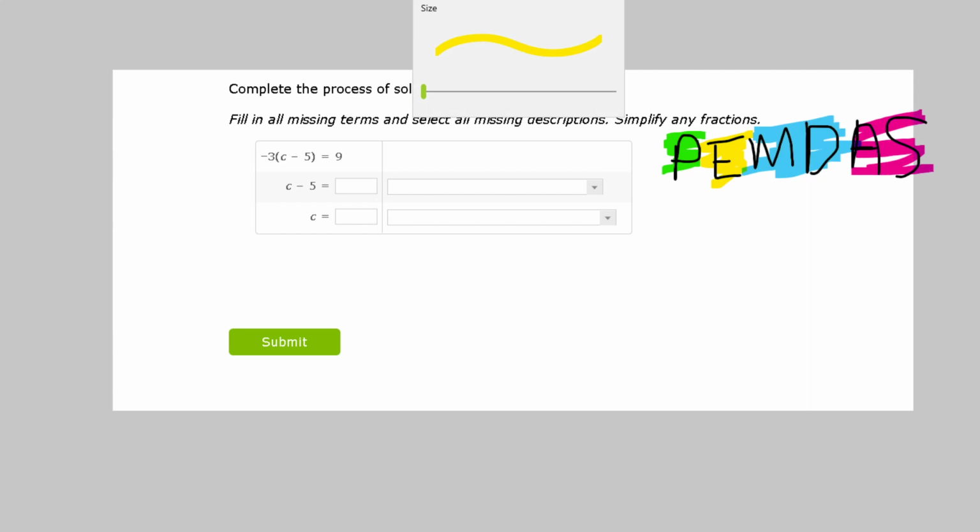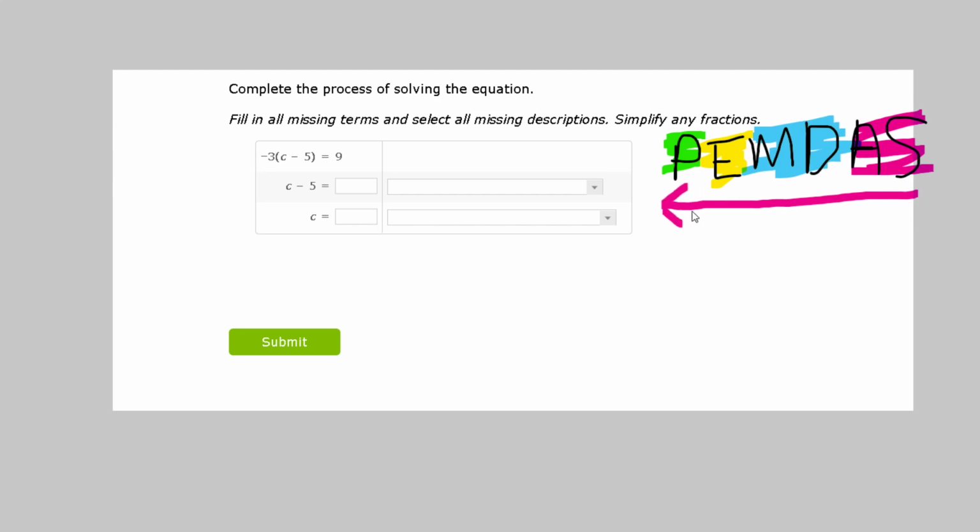So again, addition and subtraction we look for first. This is inside the parentheses, so this is actually being saved for last, right, because we're going in this direction. Multiplication and division. Well, this negative 3 is being multiplied by everything in parentheses. There's no exponent, but there is parentheses. So what we'll do last is handle this.